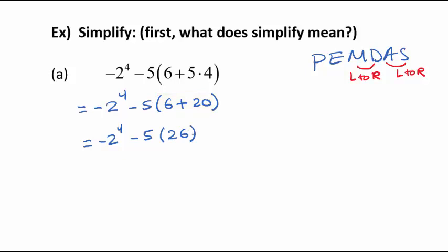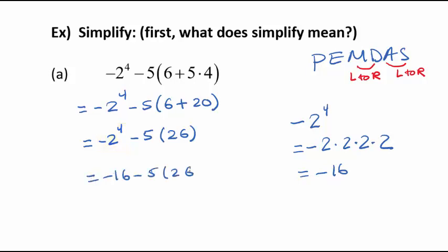So here we have exponent, subtraction and multiplication. We have to do the exponent before we multiply. So what is negative 2 to the fourth power? Negative 2 to the fourth power is the same as the negative of 2 times 2 times 2 times 2, and this is negative 16. So negative 16 minus 5 times 26. And we have to multiply before we subtract. 5 times 26 is 130. So we have negative 16 minus 130, and simplifying this, we get negative 146. And this is the answer.